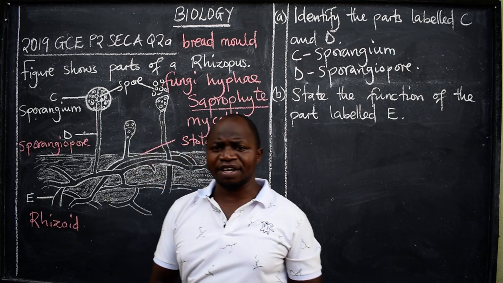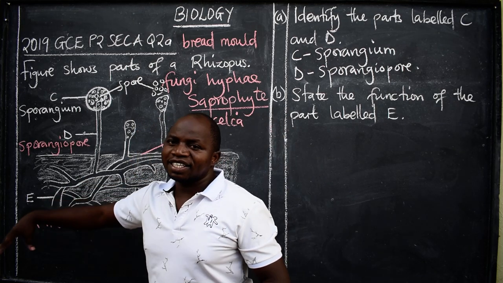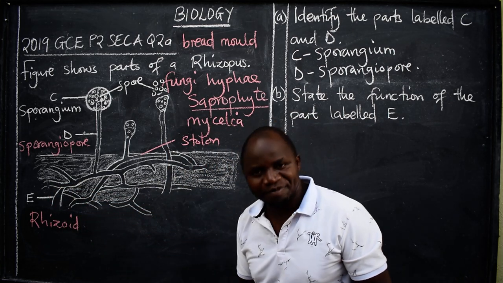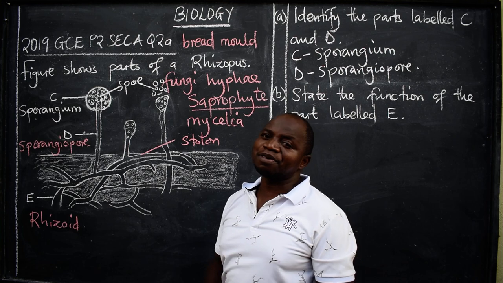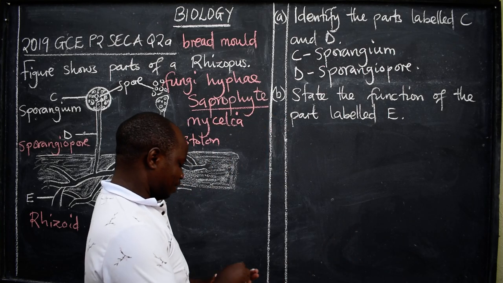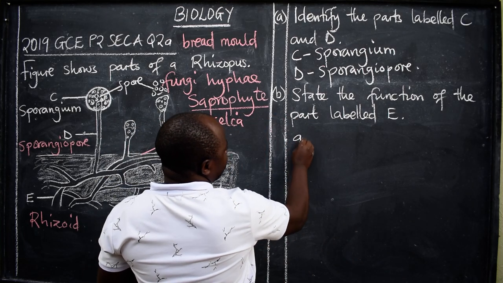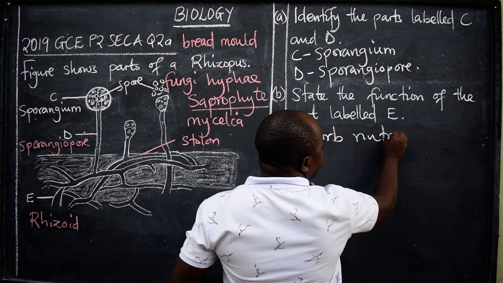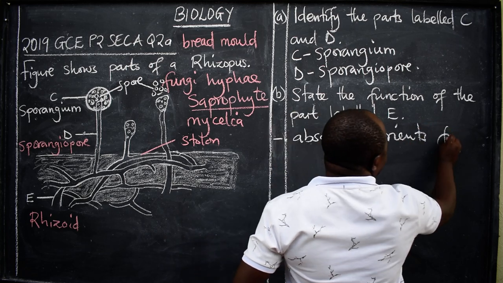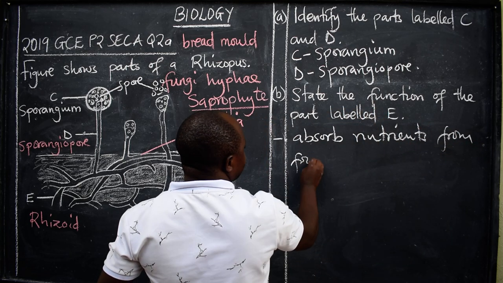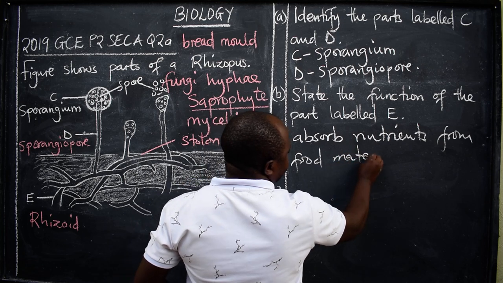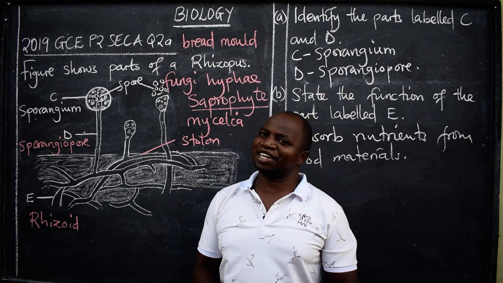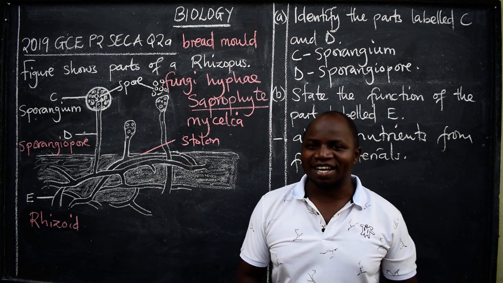What is the function of that? This, like I said, they are like roots, right? They absorb nutrients from food material. So you can simply say absorb nutrients from food materials. This is the way the question was supposed to be answered.